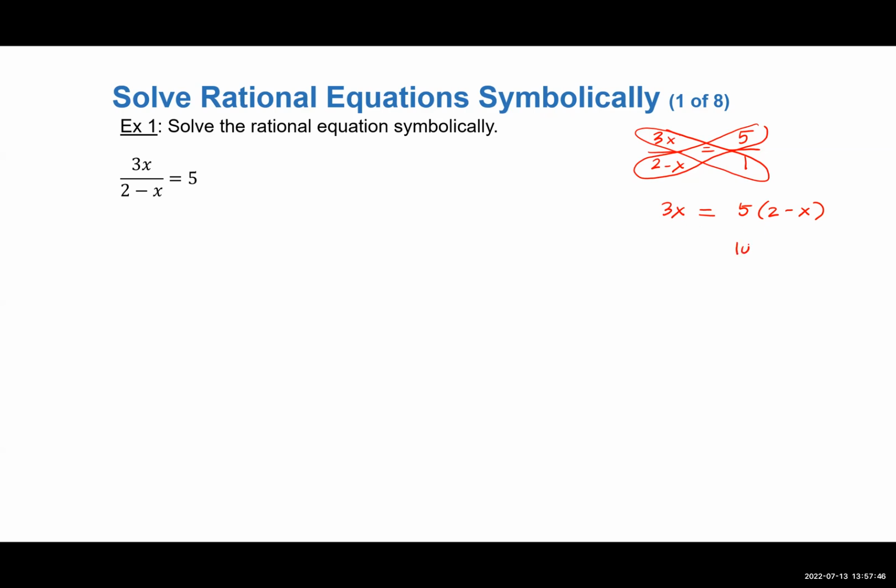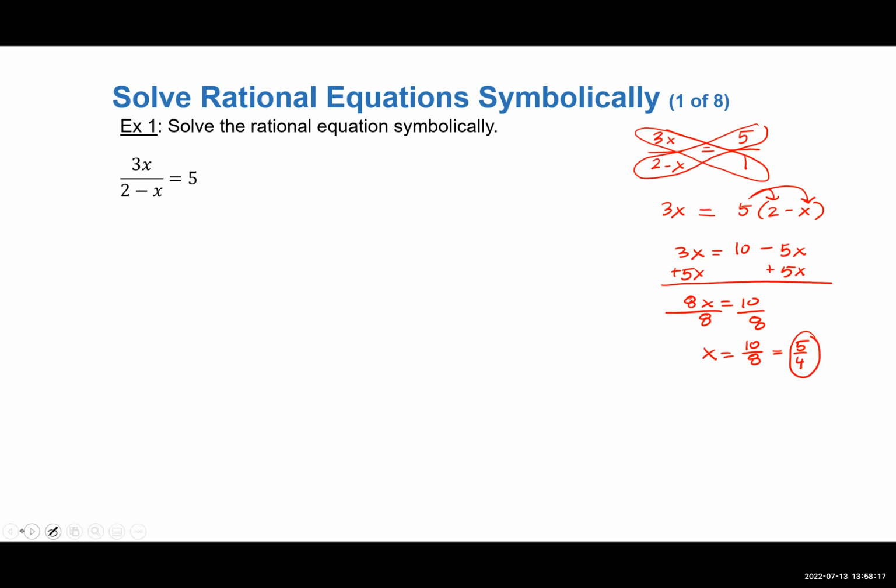But right now, we can just distribute the 5, and we end up with this statement, 3x equals 10 minus 5x. Add 5x to both sides, and we get 8x equals 10, and divide by 8, and that is x equals 10 over 8, which reduces to 5 over 4. Okay, so 5/4 would be our answer.